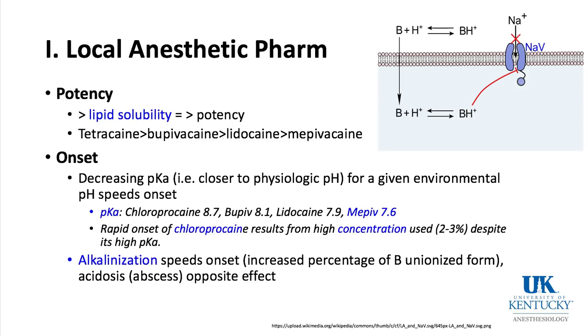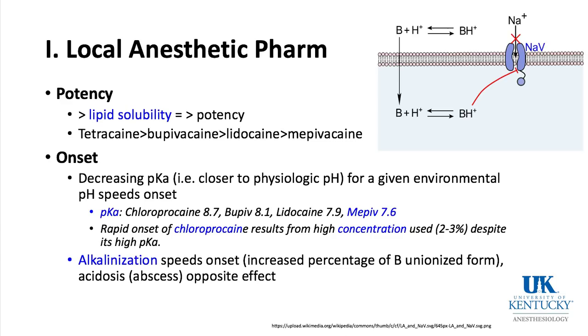So starting with local anesthetic pharmacology, up at the top right is a figure showing that a local anesthetic is a weak base that can exist in an unionized B form as well as an ionized BH plus form. The unionized B form is what crosses lipid membranes, goes inside the nerve cell, and when protonated becomes the BH plus form, which then has its effect at the voltage-gated sodium channel on the inner portion of it and blocks nerve conduction.